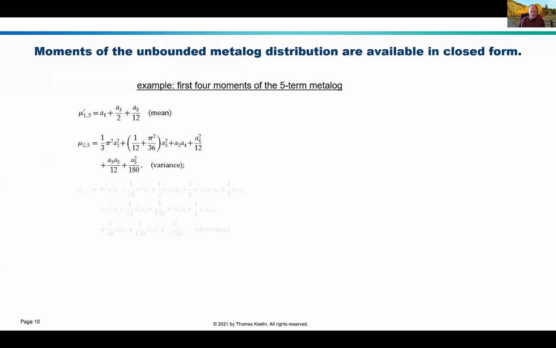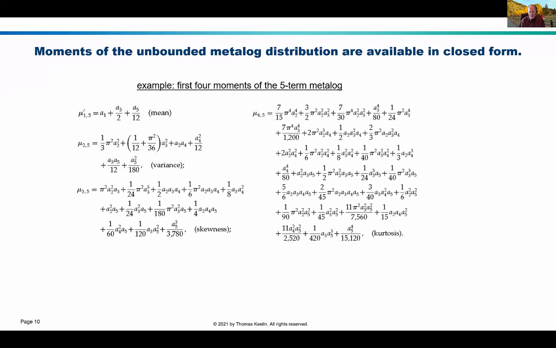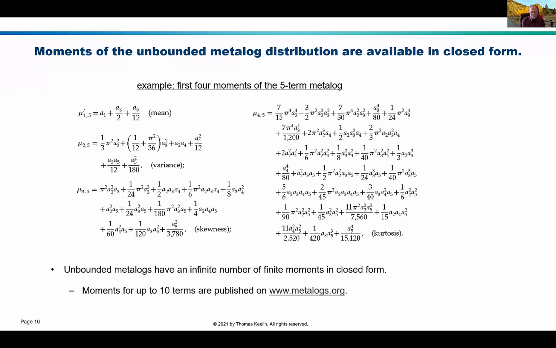There are moments available for the Metalog distribution in terms of the A coefficients. And you can see here the mean, variance, skewness, and kurtosis of the 5-term Metalog distribution. These are, as you can see, polynomial functions of the A coefficients. And in fact, unbounded Metalogs have an infinite number of finite moments in closed form. You can get these moments for up to 10 terms. They're published on the website metalogs.org. Moments of semi-bounded and bounded Metalogs are not available, it turns out, in closed form.